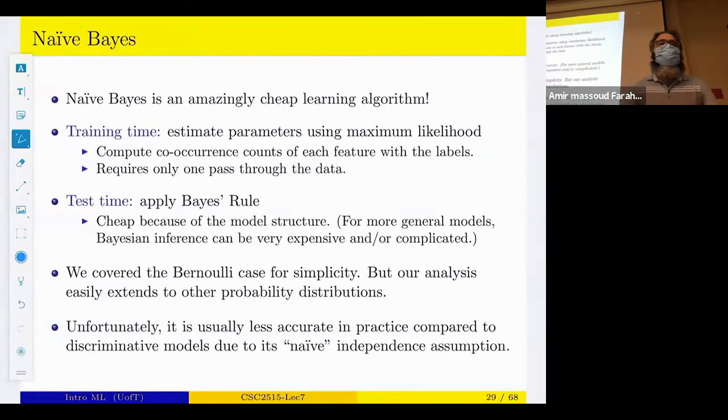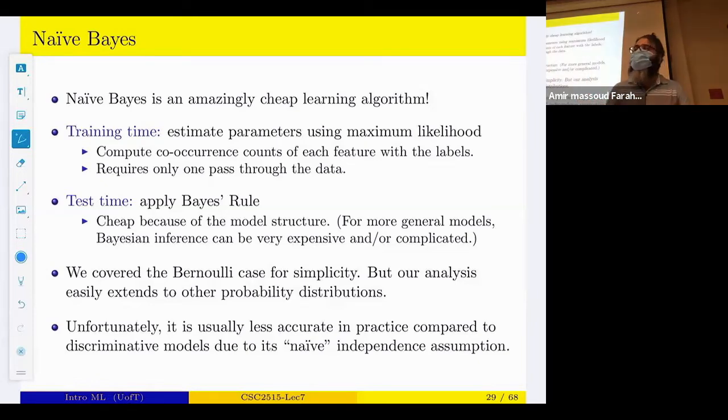Okay, so naive Bayes is a very cheap algorithm. It's easy to learn, and the computation is fast. Training time is estimating parameters using maximum likelihood estimation. We compute the number of times each feature, for example in the case of bag of words, appears with each label, and this requires only one pass through the data, because by one pass through the data, we can count all the possible occurrences that we want. And at test time, it's also cheap. We apply Bayes rule, and it is easy to compute because of the structure of the naive Bayes assumption.